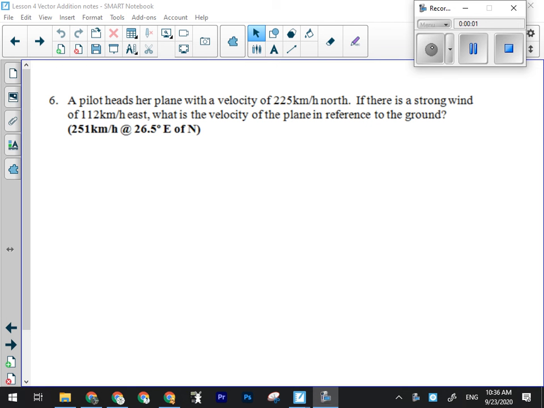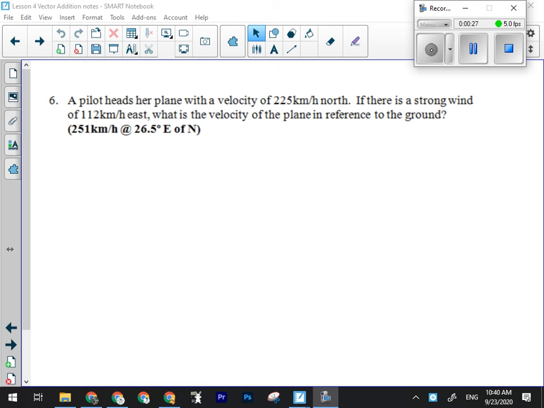Okay, so this question's reviewing vector components. A pilot heads her plane with a velocity of 225 kilometers per hour north. There is a strong wind of 112 kilometers per hour due east. What is the velocity of the plane referencing ground, like compass directions, essentially? Okay, so I'm looking for the resultant velocity of the plane using the compass directions you were given.